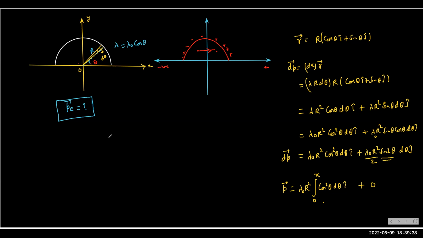I'm getting lambda not pi r square by 2, sir. Yes, the answer is pi by 2, so the answer is correct. The p turns out to be lambda not r square pi by 2. It looks nice. It is like the area of the circle, half the area times lambda. But this is not the way to get or even remember the answer. This is just a fluke.